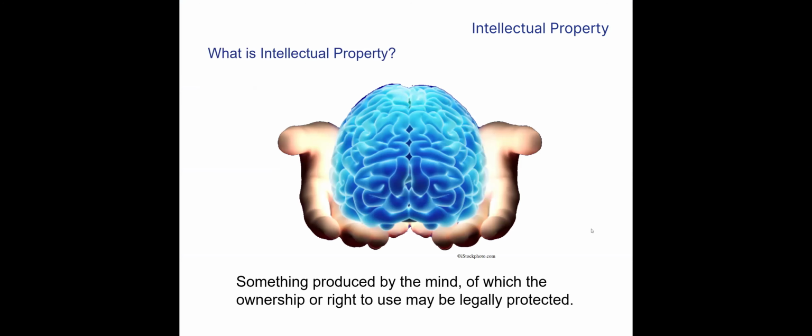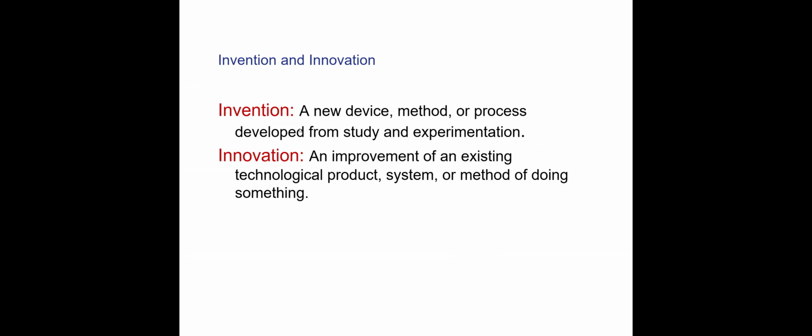Intellectual property, in a nutshell, is something that is produced by the mind, of which the ownership or right to use may be legally protected. Note the word does say may, not always. So, invention: something new, a new device, method, or process developed from study and experimentation. It's not necessarily based on something already existing. An innovation is an improvement of an existing technological product. So a little bit different.